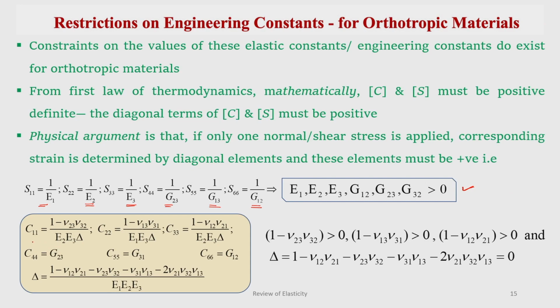Similarly, if we write the stiffness matrix in terms of these engineering constants, I have only written the diagonal elements of the stiffness matrix. Each element must be positive, which gives rise to these conditions 1, 2, 3 and of course this. So, let us consider this condition, 1 minus nu12 into nu21 greater than 0, and see what that leads to.